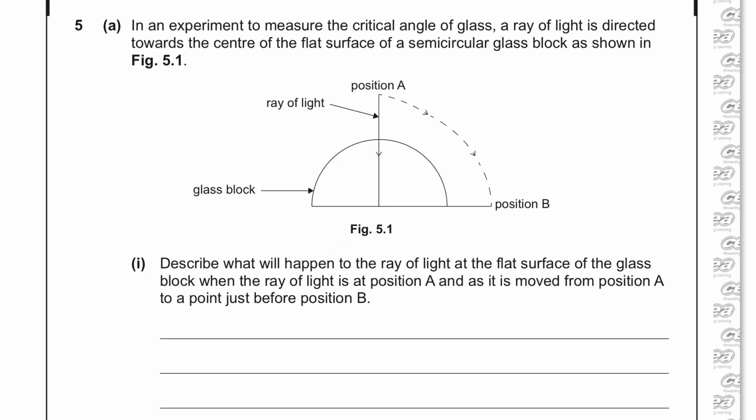Question 5, Part A. In an experiment to measure the critical angle of glass, a ray of light is directed towards the centre of the flat surface of a semicircular glass block as shown. Describe what will happen to the ray of light at the flat surface of the glass block when the ray of light is at position A and is moved from position A to a point just before position B. So we're starting here and then we're moving round to there.